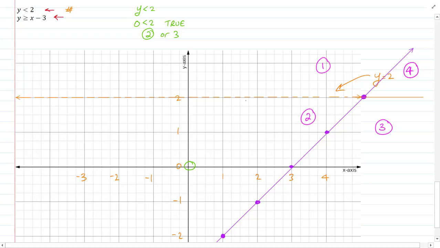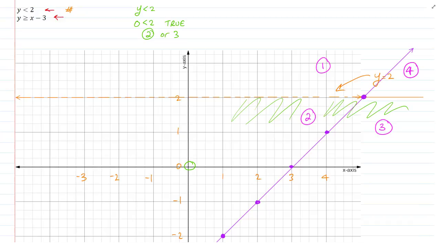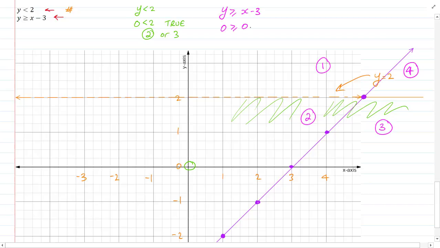So it is below the orange line. And there's regions 2 or 3. And in purple, y is greater than or equal to x minus 3. Is 0 greater than or equal to 0 minus 3? i.e. is 0 greater than or equal to -3? And again, this is true. So that means that we are above the purple line. This 0, 0 works, so we're somewhere in here.